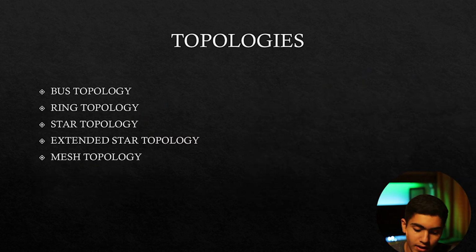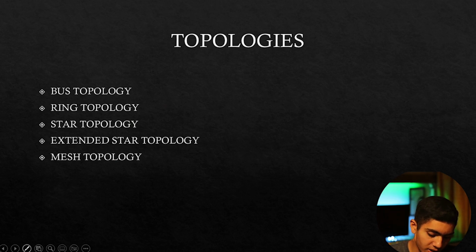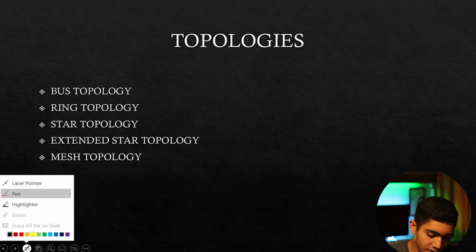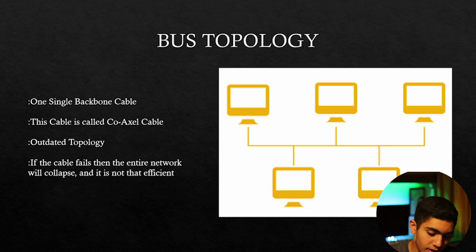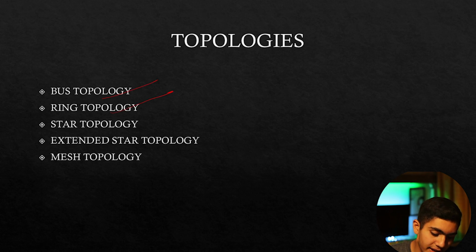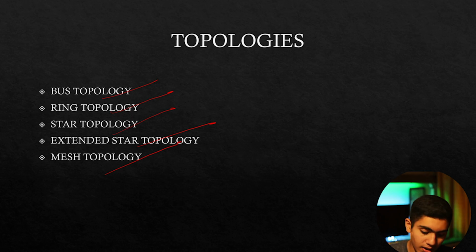Next, we have topologies. Topologies are a very integral part of computer networking these days. Topologies are basically a physical way to represent a network, that is, how you are connecting the machines that you have. We have bus, ring, star, extended star, and mesh topology. These are five of the main topologies. Some of these are outdated, and only two or three are working in the industry these days.